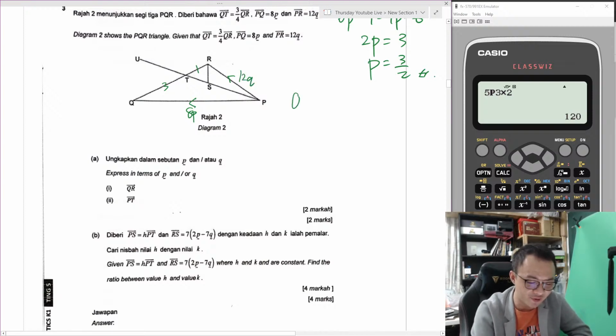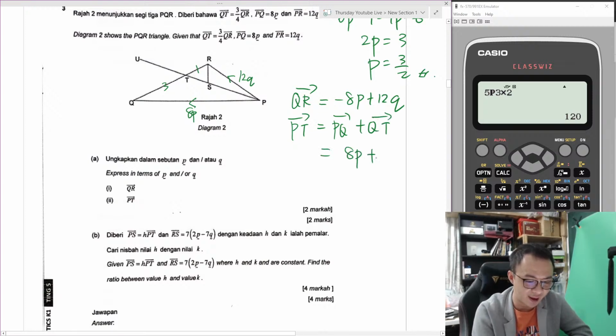All right, then I want to find the QR. Q to R should be negative 8P plus 12Q. All right, very straightforward. Then I want to find the PT. So P to T should be P to Q plus Q to T. Okay, P to Q is 8P, very easy. Q to T is 3 over 4 QR.